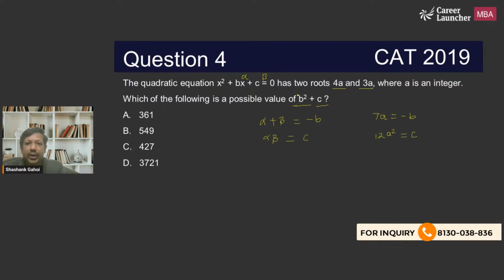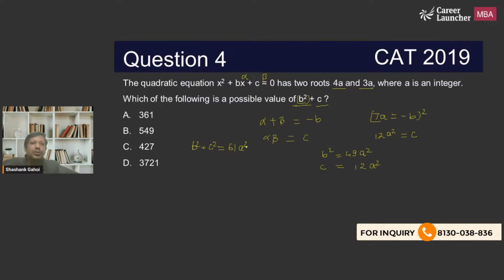If I square b, I'm looking for b square. If I square this, what I'm going to get is b square is equal to 49 times a square, and c is 12a square, right? So basically, b square plus c is equal to 49 plus 12, that is 61a square.